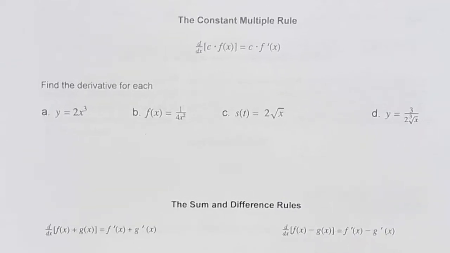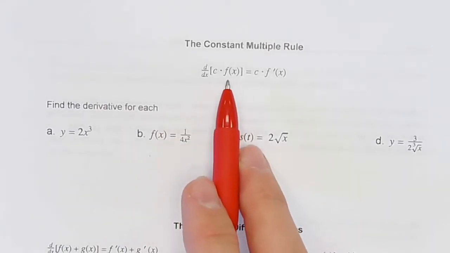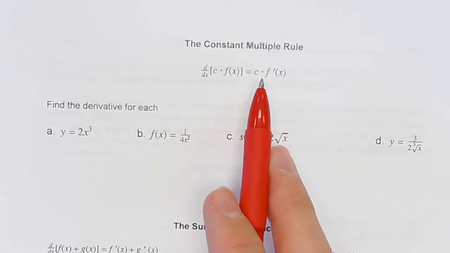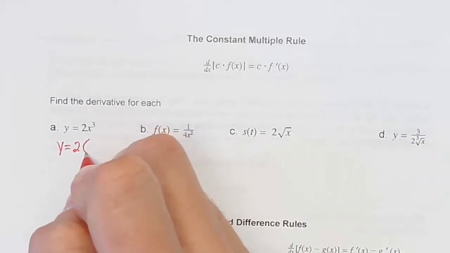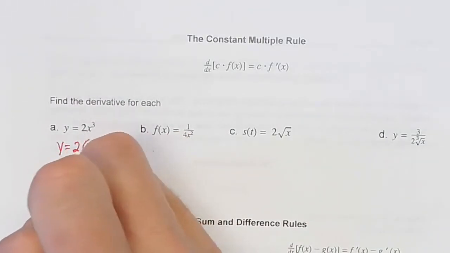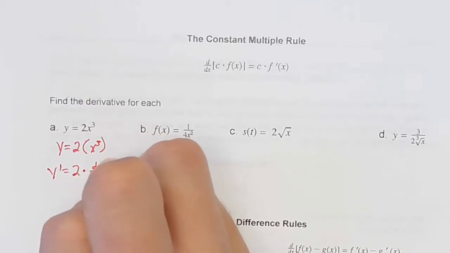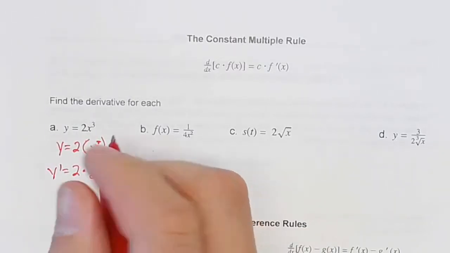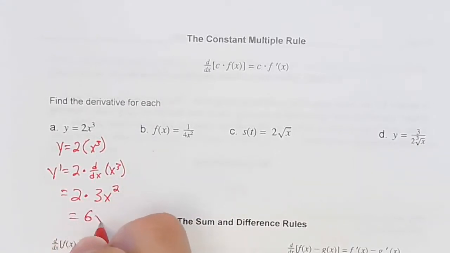Now we're looking at the constant multiple rule, which says if you have a constant times a function and you want to take the derivative, that's just the constant times the derivative of that function. You can pull the constant out. So this is really y equals 2 times x cubed, right? Which means y prime is really going to be 2 times the derivative of x cubed. So this is really 2 times, using our power rule, 3x, and 3 minus 1 is 2, 6x squared.